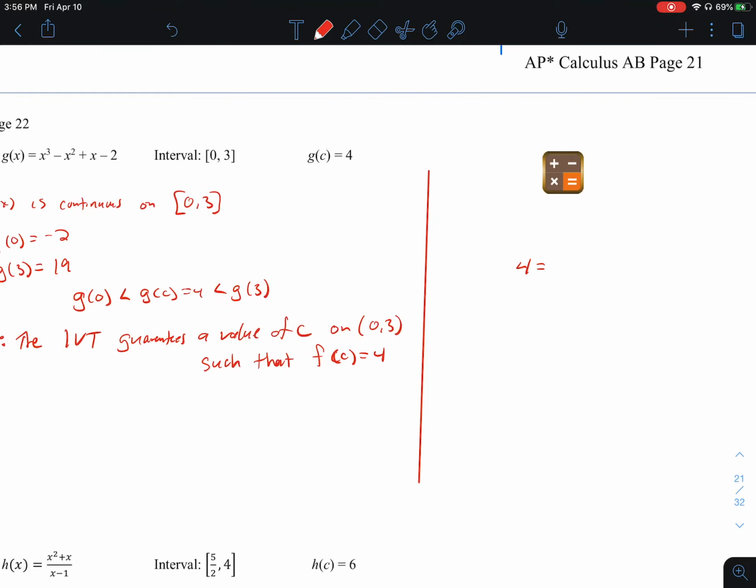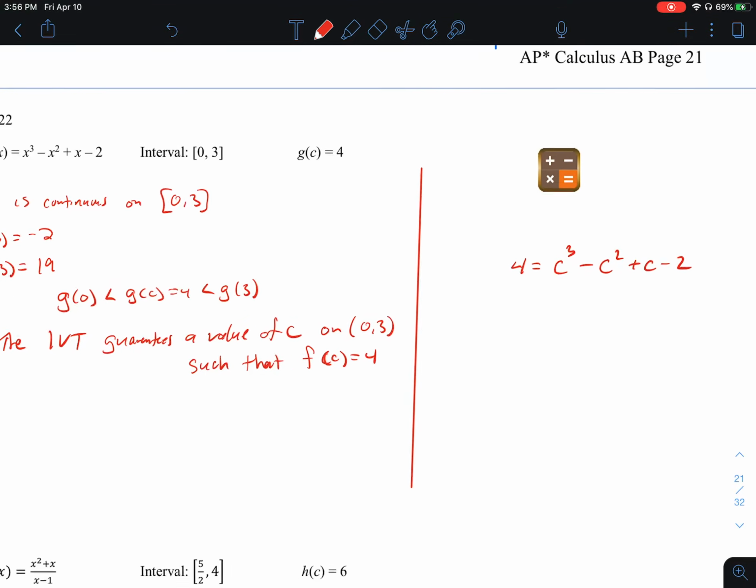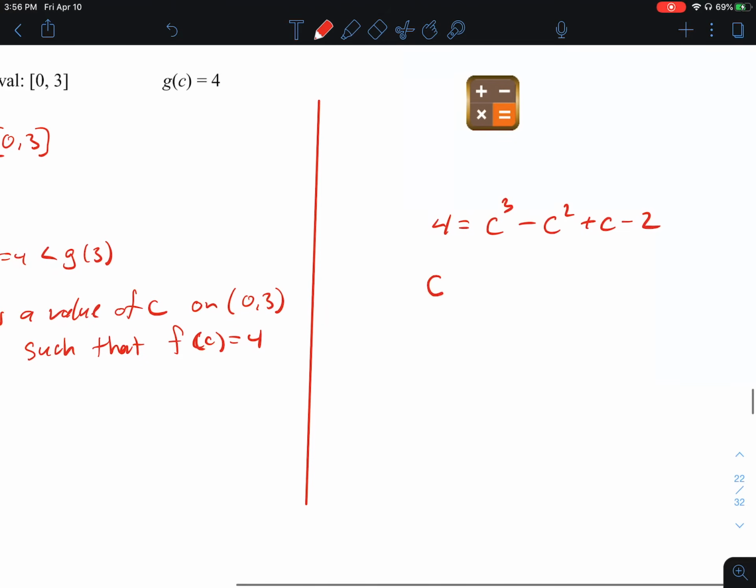Going to set 4 equal to this function, replacing the x's with c's. And then we could get 4 on the right side of the equation. And then you could put that in your calculator. You'd use x's, not c's. Put it into y1, put it into y2, put it into y whatever. And then find the x-intercept of this.